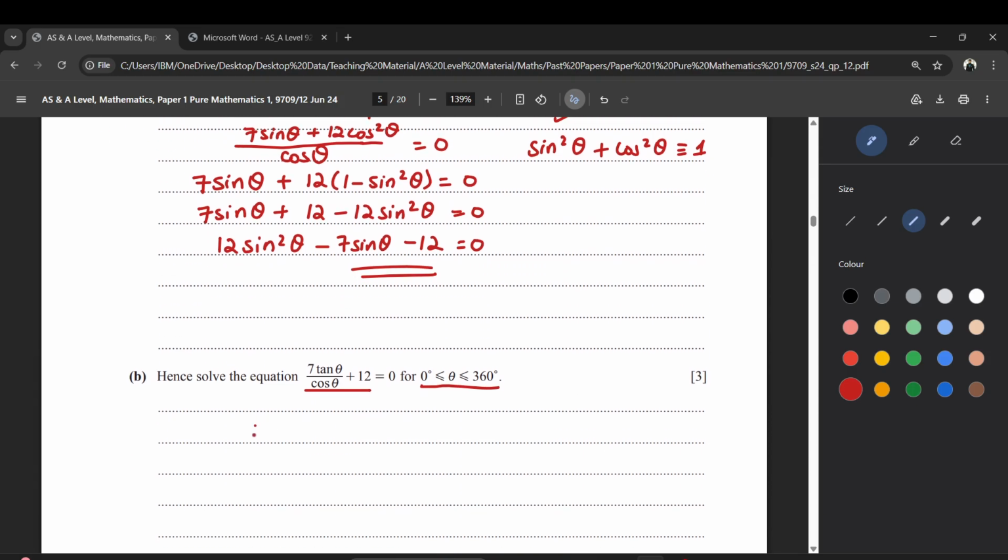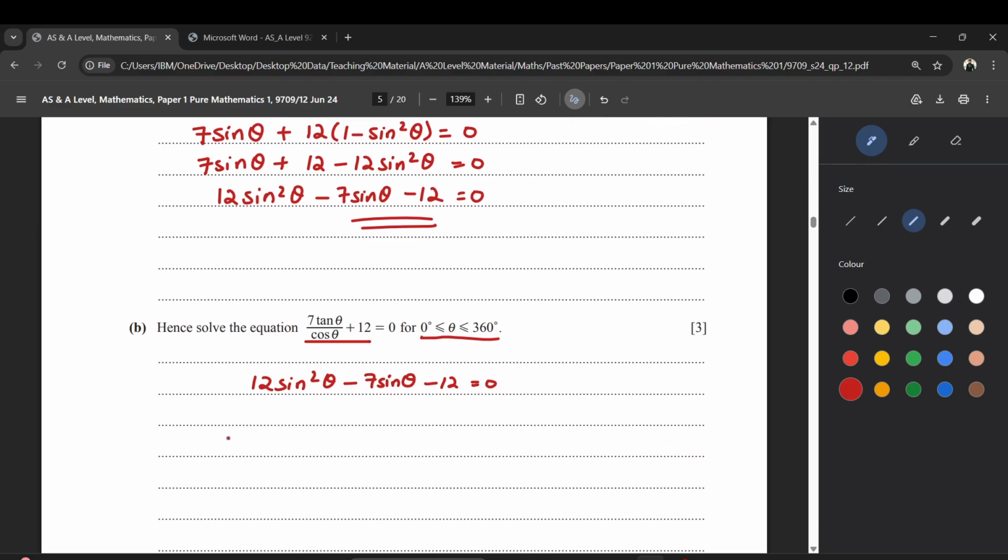So we can say that 12 sine squared theta minus 7 sine theta minus 12 is equal to 0. If you want to try to factorize this, you might have to find the factors for 144. That's quite a big number. So instead what I would suggest is you can directly use the quadratic formula. So sine theta will be equal to minus b, so let me write this down. This is your A, this is your B, and this is your C.